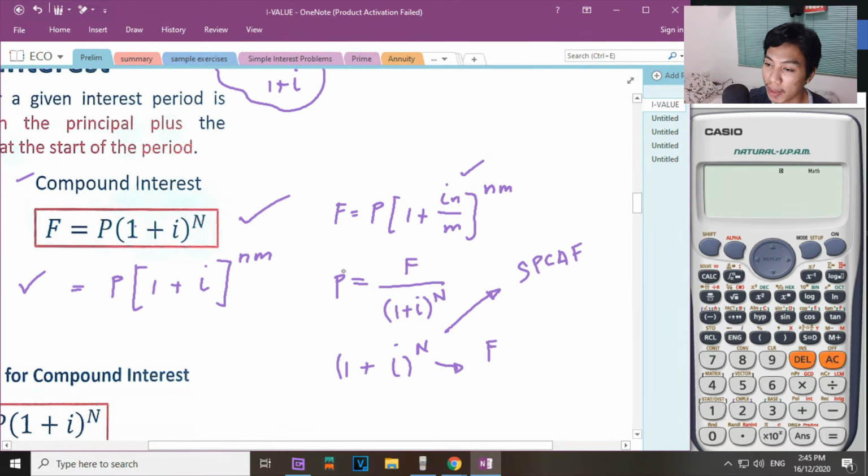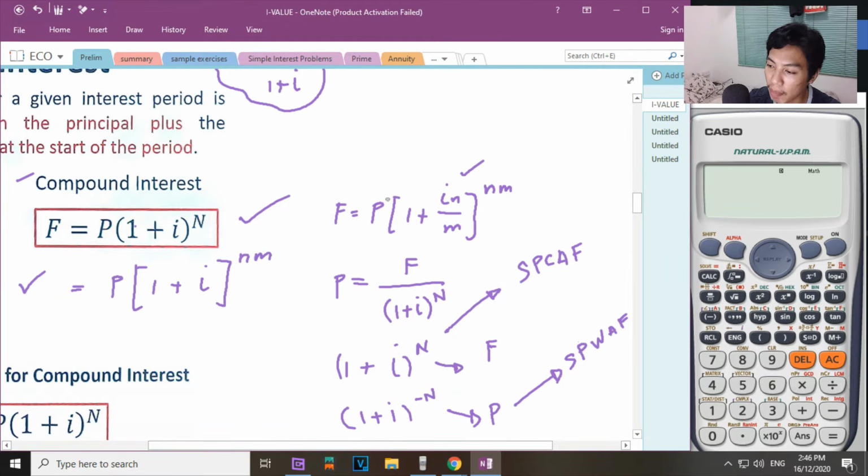Ngayon, kapag kukunin mo naman si principal, okay? Kapag principal naman, okay, this will be 1 plus I raised to negative n. I-divide mo yung worth ng money mo para mahanap si present worth. Anong tawag dito? Now, ang tawag dito sa mga factors na to, okay, amount factors, compound amount factors. Pero pagdating dito, simple, present worth, compound, simple present worth amount factor. Yan. SPCAF, SPPWF. Single payment present worth factor.